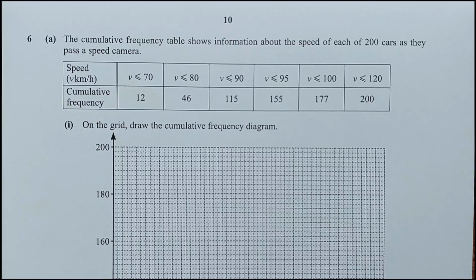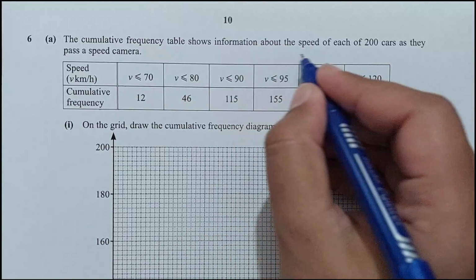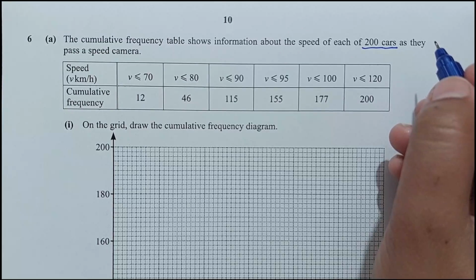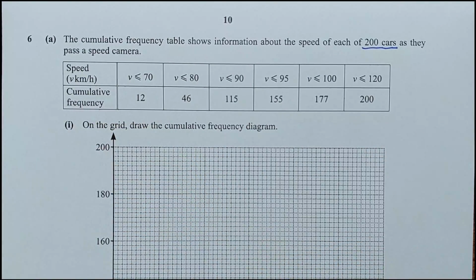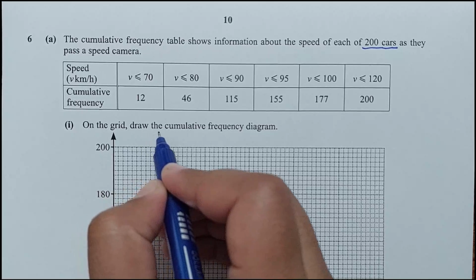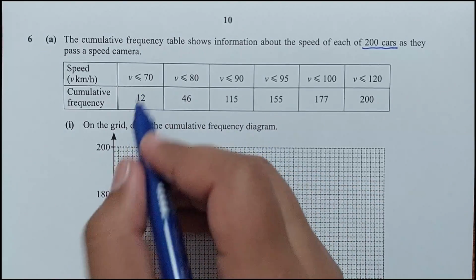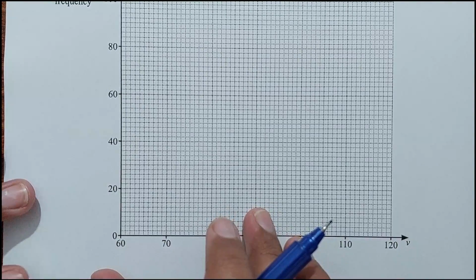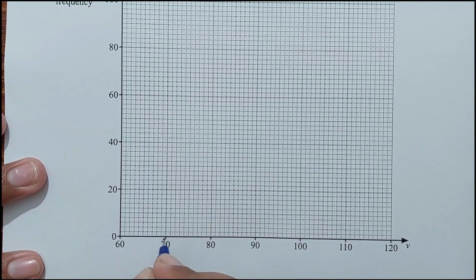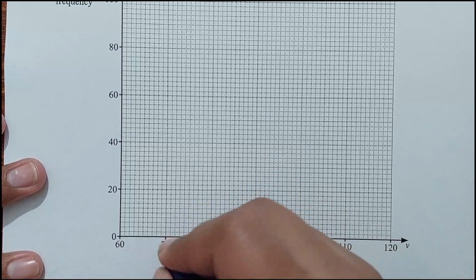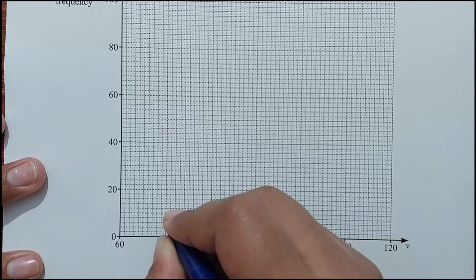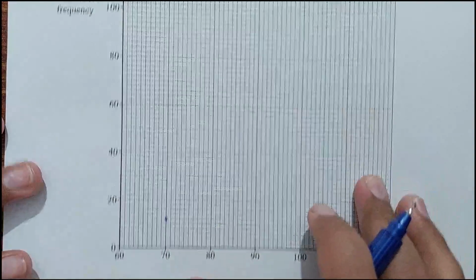Right. Question number 6, part A. A cumulative frequency table shows information about the speed of each of 200 cars as they pass a speed camera. The speed and the cumulative frequency are given. On the grid, draw the cumulative frequency diagram, right? When the speed is 70, its cumulative frequency is 12. So we have the speed over here and the cumulative frequency should be 12, right? So it means we have 2, 4, 6, 8, 10 and 12, right?